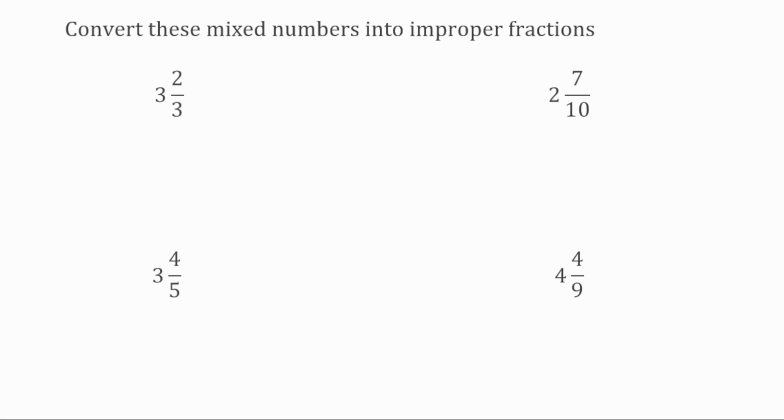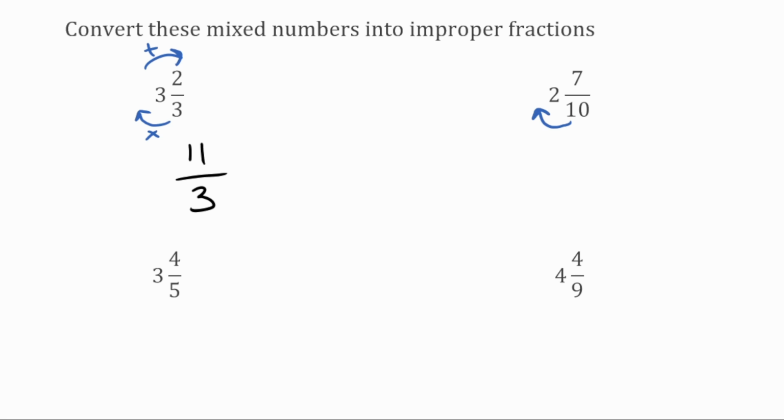Okay, for this first one, we've got 3 2/3, so I'm going to do the same thing again. I'm going to multiply the denominator by the whole number part, then simply add on the numerator. So I know my fraction is going to be out of 3. So we do 3 multiplied by 3, which is 9, add on the 2, which is 11. So that would be 11 over 3.